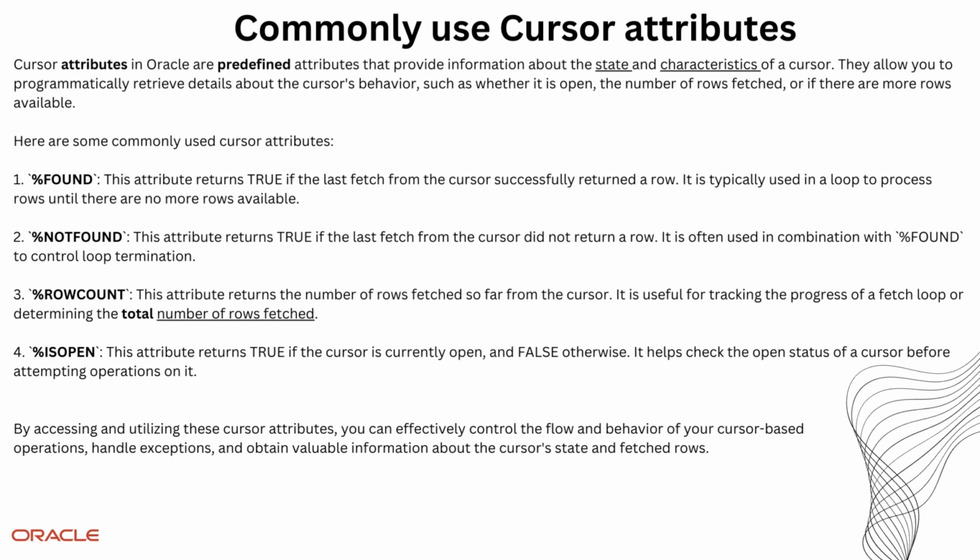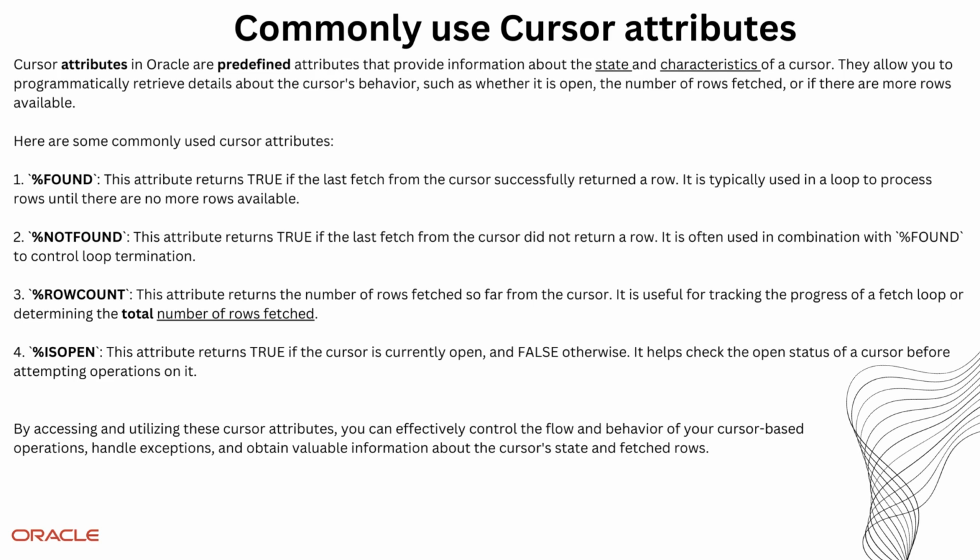%FOUND. This attribute returns true if the last fetch from the cursor successfully returned a row. It is typically used in a loop to process rows until there are no more rows available. %NOTFOUND. This attribute returns true if the last fetch from the cursor did not return a row. It is often used in combination with %FOUND to control loop termination.